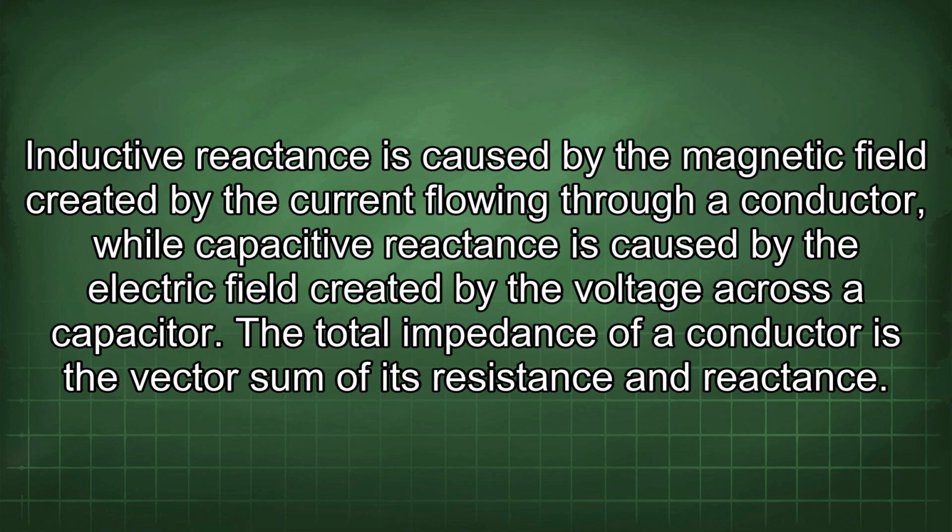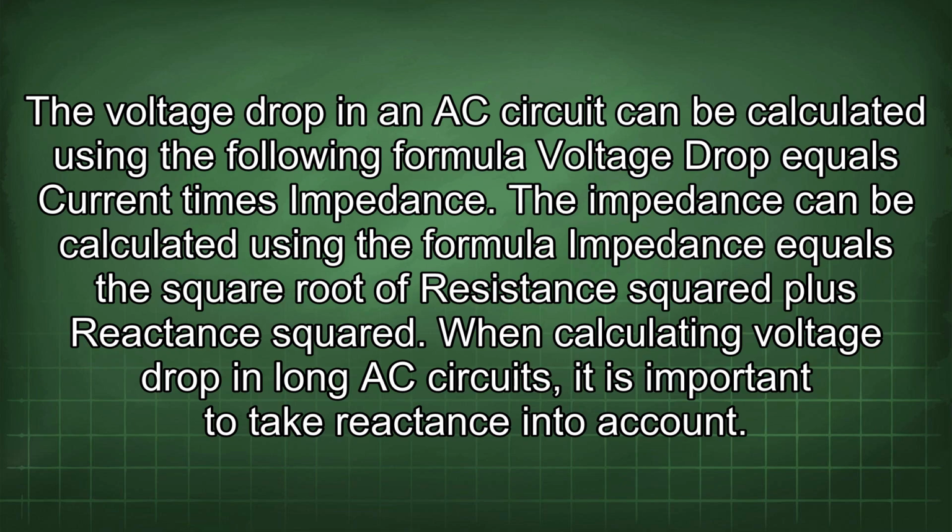The total impedance of a conductor is the vector sum of its resistance and reactance. The voltage drop in an AC circuit can be calculated using the following formula: voltage drop equals current times impedance. The impedance can be calculated using the formula impedance equals the square root of resistance squared plus reactance squared.